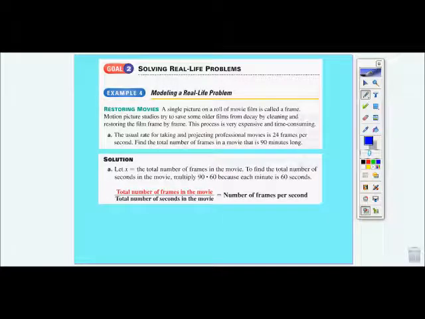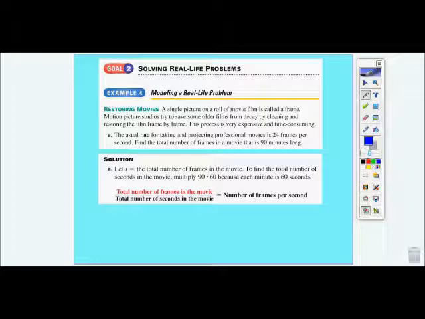So this time we're going to solve a real life problem. We're going to be restoring a single picture on a roll of movie film. It's called a frame. The motion picture studios tried to save some older films from decay by cleaning and restoring the film frame by frame. This process is very expensive and time consuming. The usual rate for taking and projecting professional movies is 24 frames per second. Find the total number of frames in a movie that is 90 seconds long.